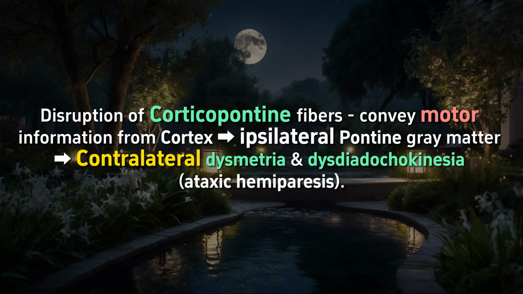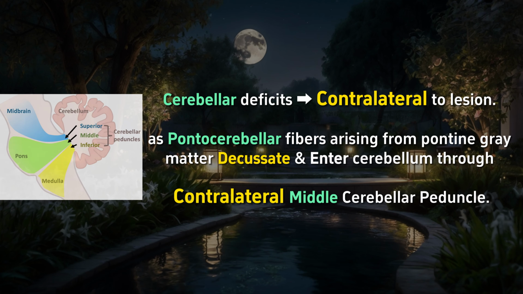Disruption of the corticopontine fibers that convey motor information from the cortex to the ipsilateral pontine gray matter may also result in contralateral dysmetria and dysdiadochokinesia, ataxic hemiparesis. The cerebellar deficits are contralateral to the lesion, as the pontocerebellar fibers arising from the pontine gray matter decussate and enter the cerebellum through the contralateral middle cerebellar peduncle.